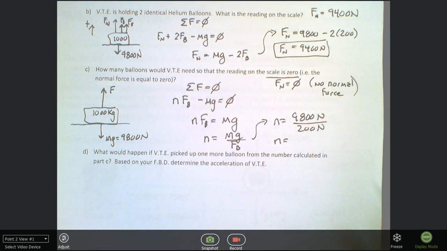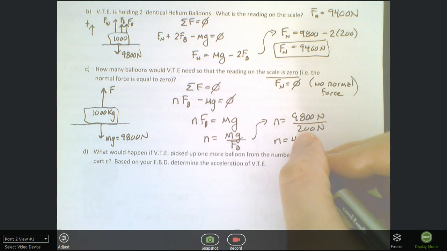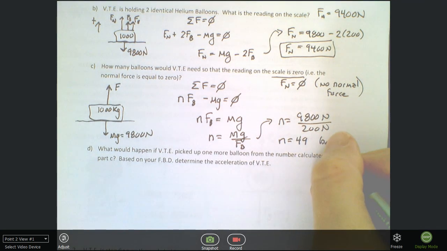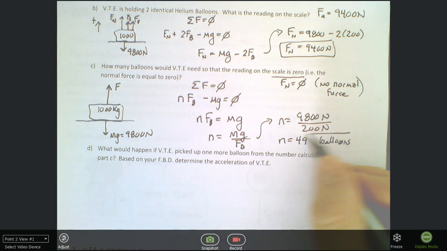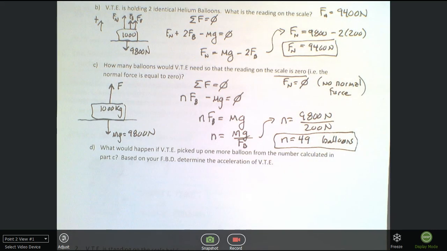And so you just do 9,800 divided by 200, and you get 49 balloons. So if you attached 49 balloons to Vector the elephant, that would match his weight, and therefore he would just lose contact with the surface, giving him a normal force of 0.